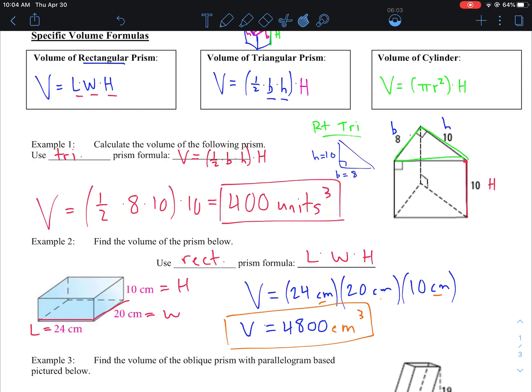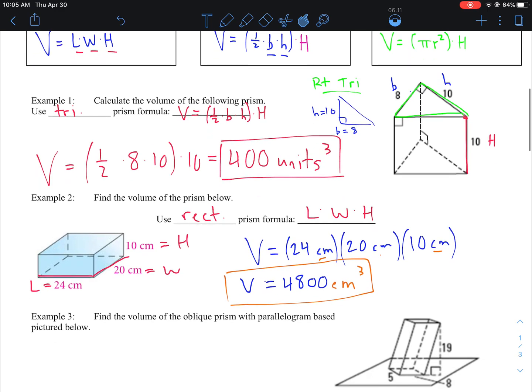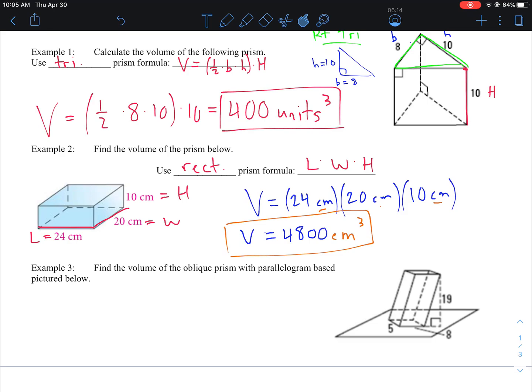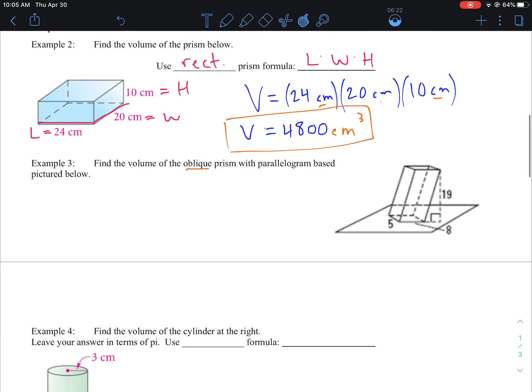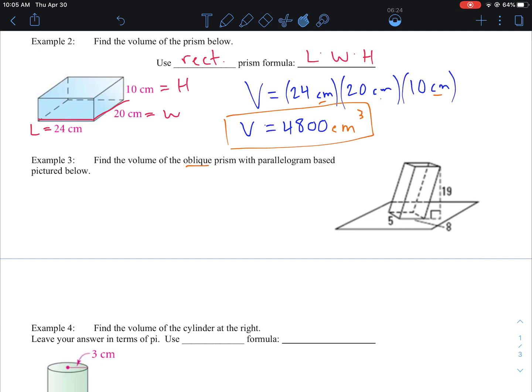All right, so rectangular prism, probably the easiest one. Triangular prism could get more challenging if it's a tougher triangle to understand, but most of these will be pretty straightforward. Now what you see here is what's called oblique. Oblique means slanted. So this is a shape that is on a slant. But still, even though it's on a slant, it's the same formula.